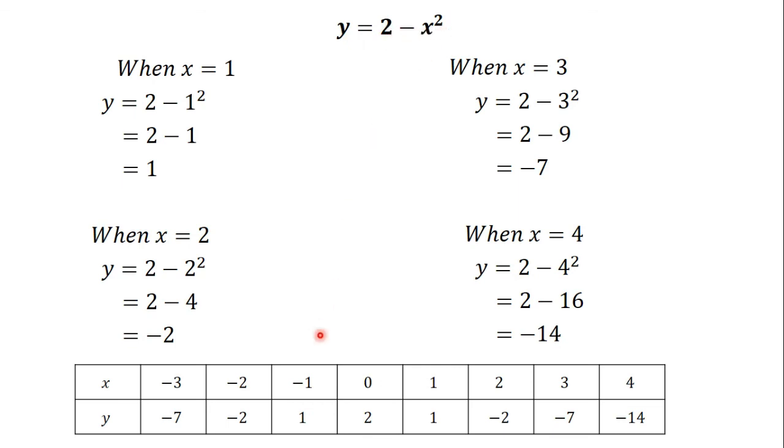In the next video, we are going to use the set of x and y values we have in this table to draw the graph of the relation y is equal to 2 minus x squared. So see you in the next video, and let's continue with the solution.